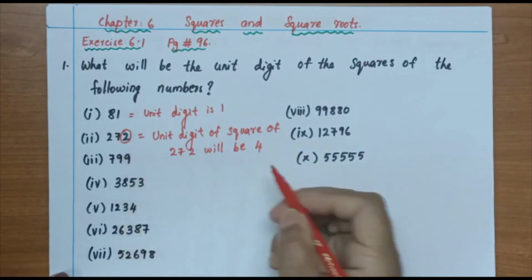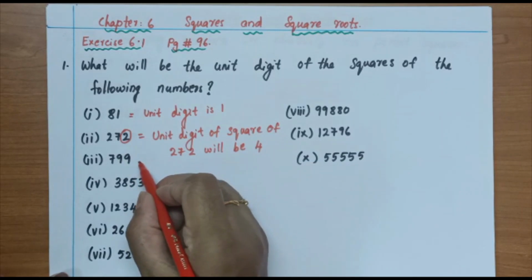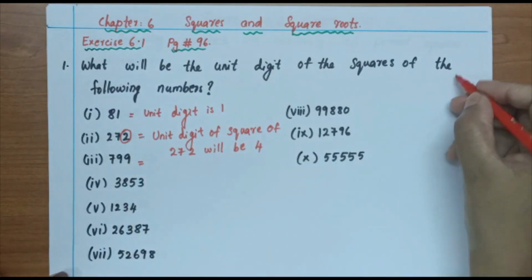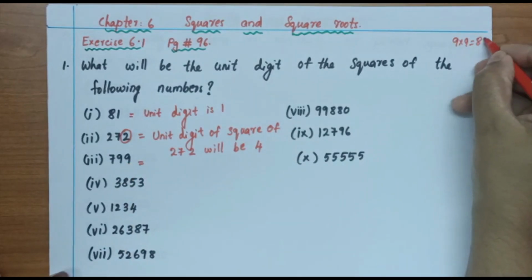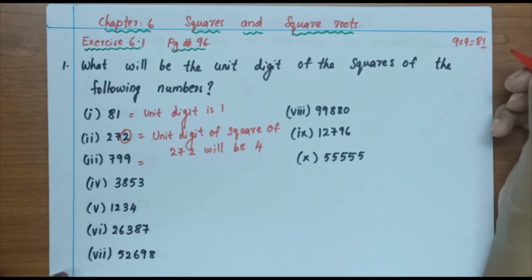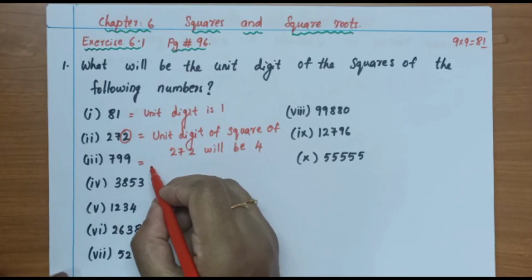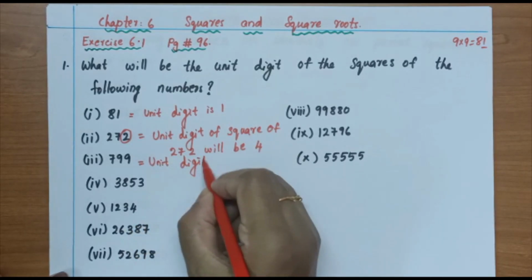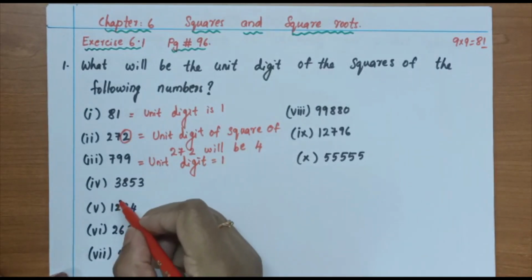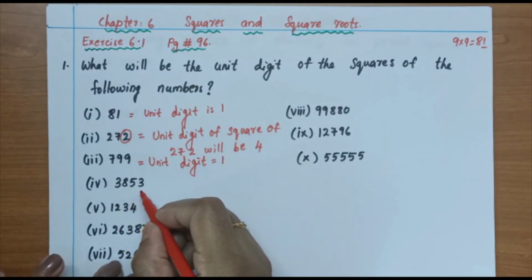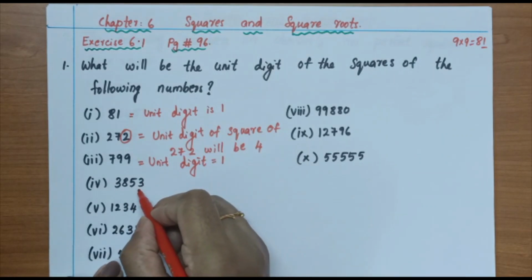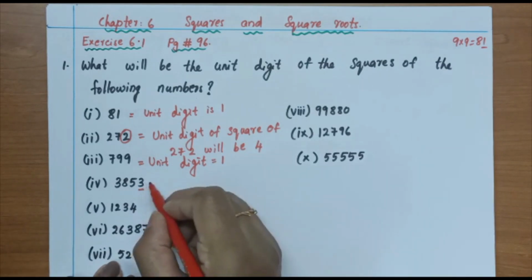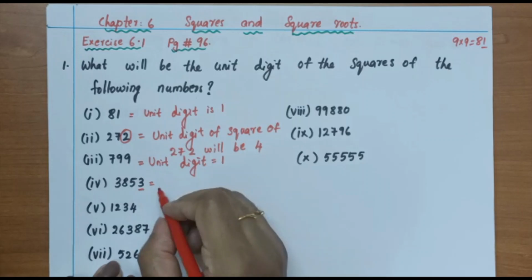Then what will be the unit digit of the square of 799? 9 nines are 81. 9 into 9 is 81. What is the unit digit of 81? 1. That means the unit digit of the square of 799 will be 1. Then question number 4, 3853. Here the unit digit is 3. When you are squaring 3, 3 into 3 will be 9. So the unit digit of the square of 3853 will be 9.